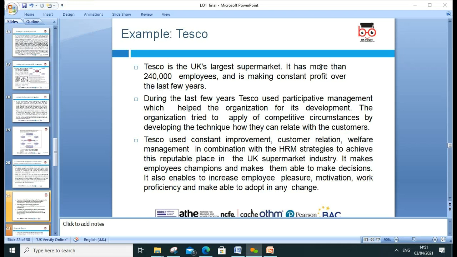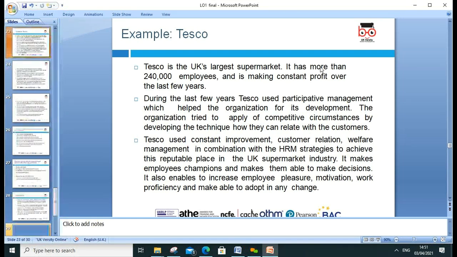They started the Clubcard loyalty card and linked it with their strategy. So the decision making increases employees' motivation and works toward proficiency in these changes.